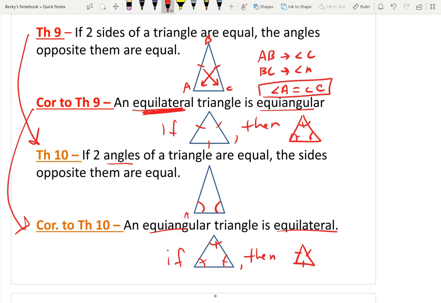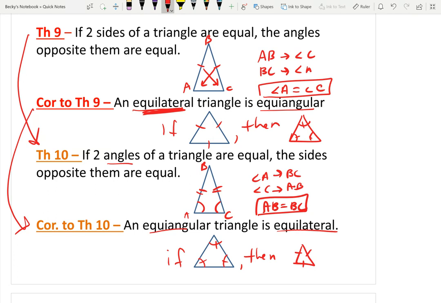So we need to know what's opposite. What's opposite A? Well, use the other 2 letters, B, C. And what's opposite C? Well, let's use the other 2 letters, which is AB. I shouldn't say equal. Let's do an arrow. So I know AB is equal to BC, according to theorem 10.